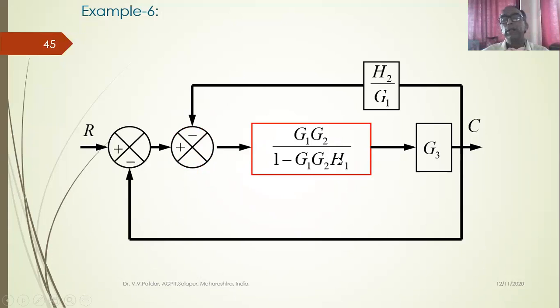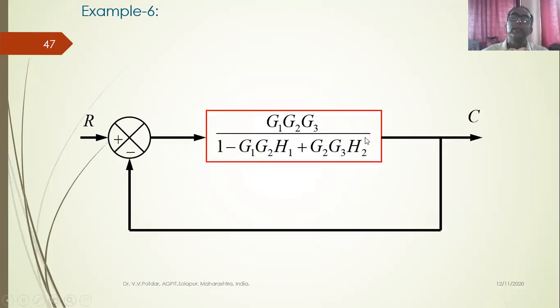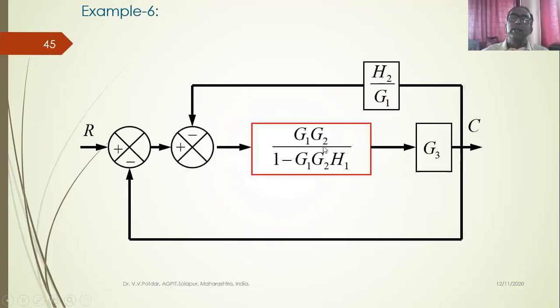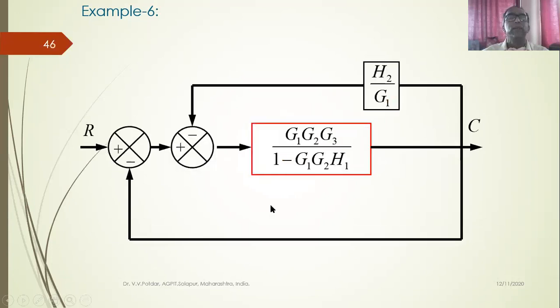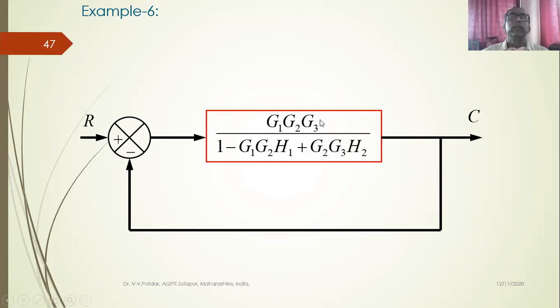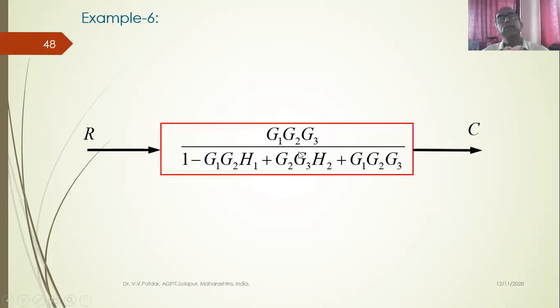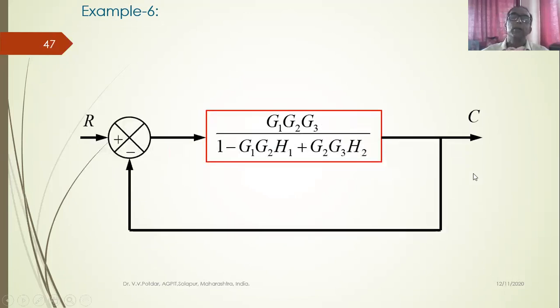Single block. Now these are cascade or series elements. These can be combined. G3 was outside. After combining, G3 has come inside. I can solve this feedback loop. Yes, this is a forward path. These forward elements and these feedback elements combined, I get a single block, unity feedback. I get this C by R ratio as this. So this is how I can solve this complicated block diagram.